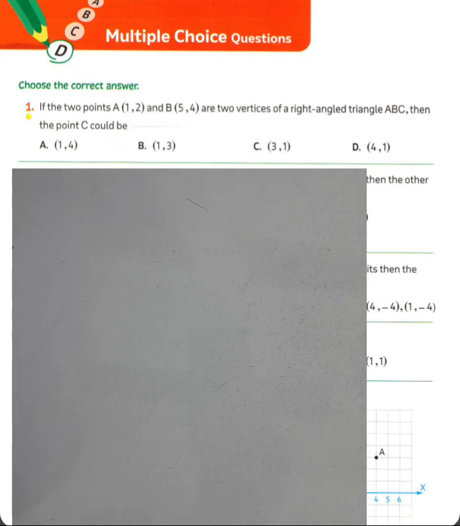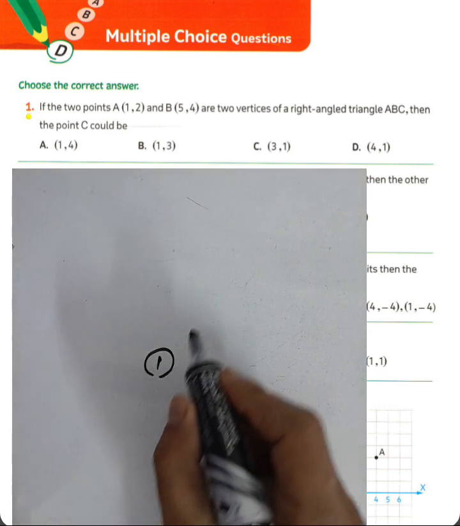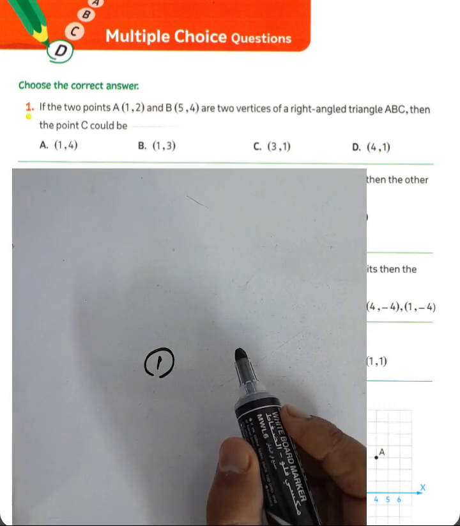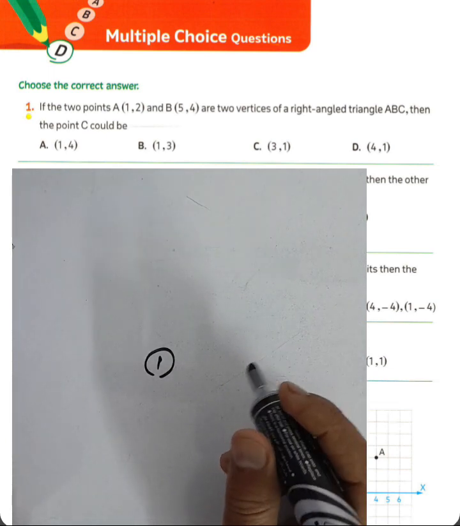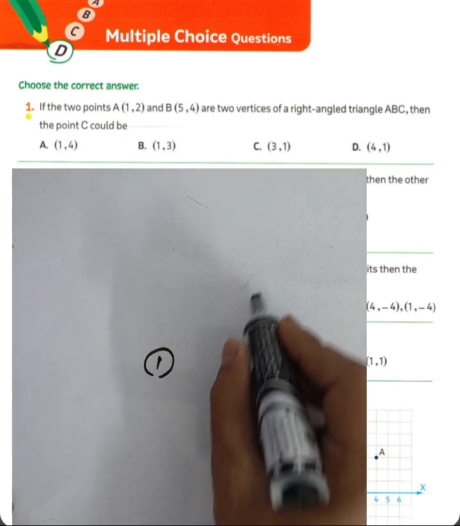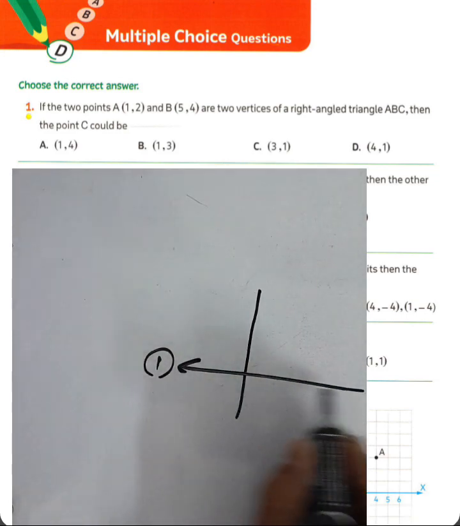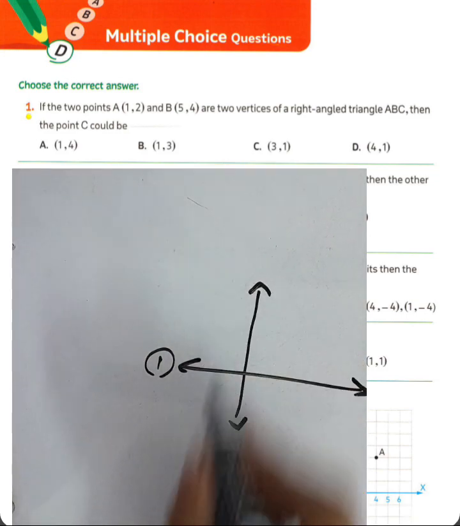Look at with me page 204. Question number 1. If 2 points A and B are 2 vertices of right angle triangle ABC, then the point C could be what? Okay, we can draw the coordinate here.